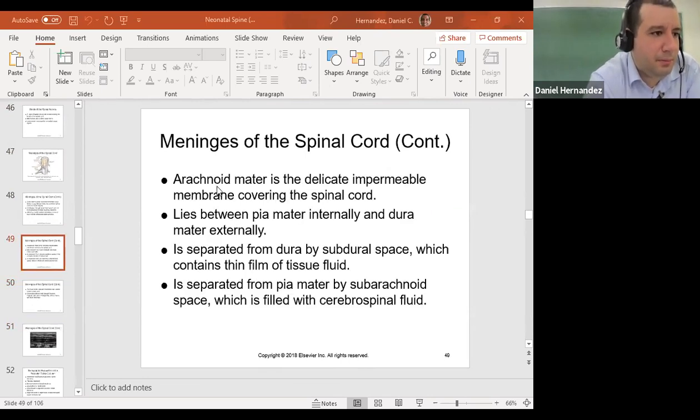The arachnoid mater is the delicate impermeable membrane covering the spinal cord and lies between the pia mater internally and the dura mater externally. It is separated from the dura mater by a subdural space, which contains a thin film of tissue fluid. It is separated from the pia mater by the subarachnoid space, which is filled with cerebral spinal fluid.